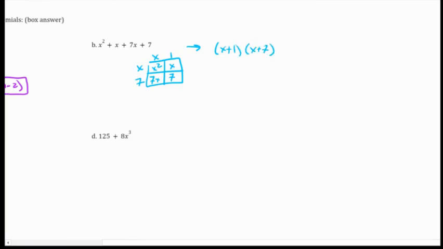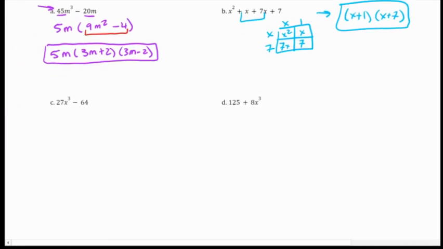The reason I didn't multiply or add these two together here is because I'd end up getting x squared plus 8x plus 7, and then I would have to diamond it, 7x squared, 8x, figure out the two things that multiply to the top, that add to the bottom, and I would end up getting back to the same exact box. So no point necessarily combining like terms on that one. In this case, my final answer is just x plus 1 times x plus 7.